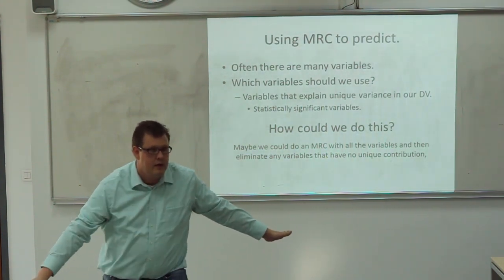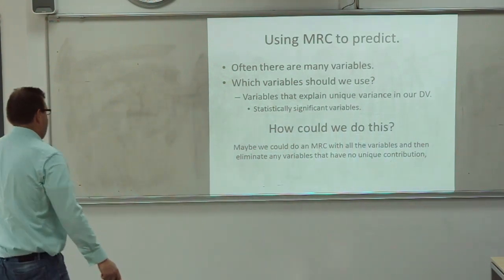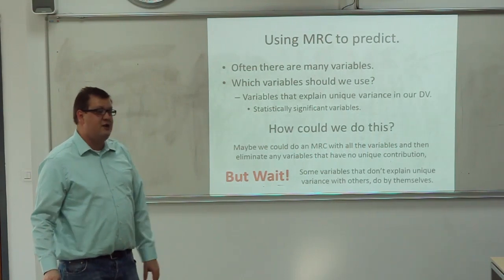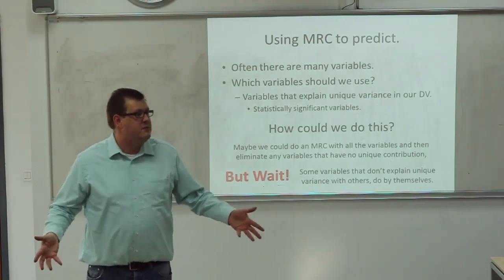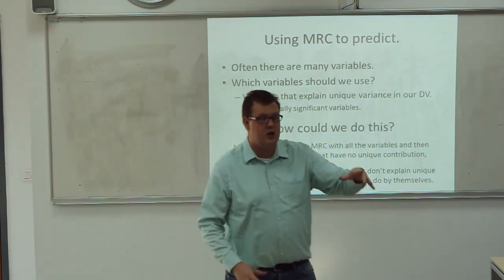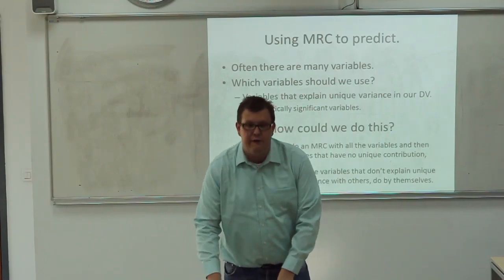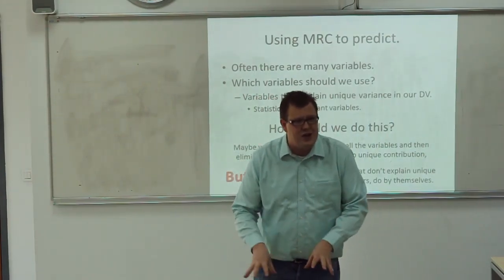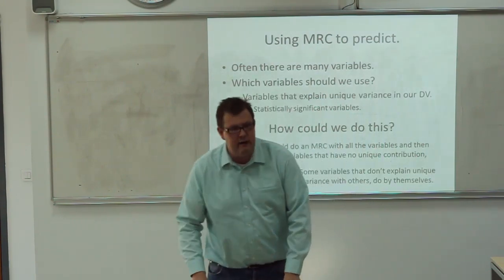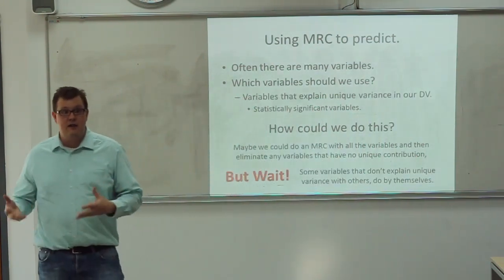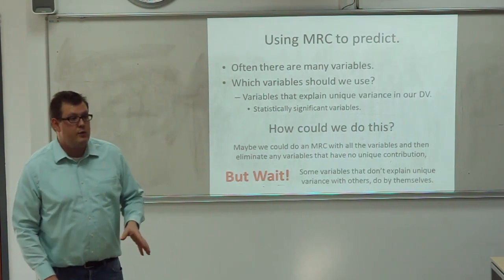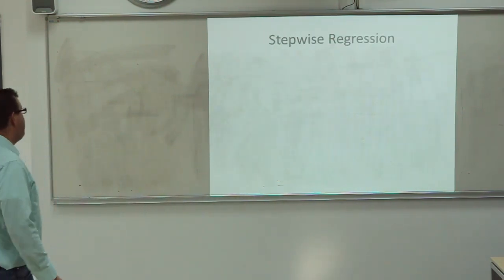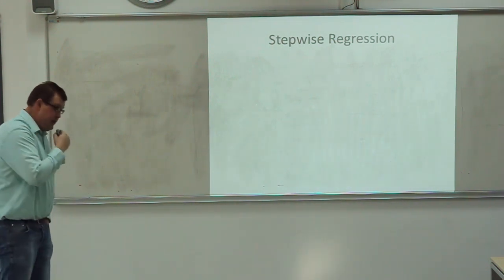Right? Maybe. So the problem is that some variables that don't explain unique variance with others could by themselves. This is the problem that we came to when we had all 4 independent variables trying to predict test 2. Each of those predicted unique variance on its own, but not all of them did when we included all of them in our model, right?